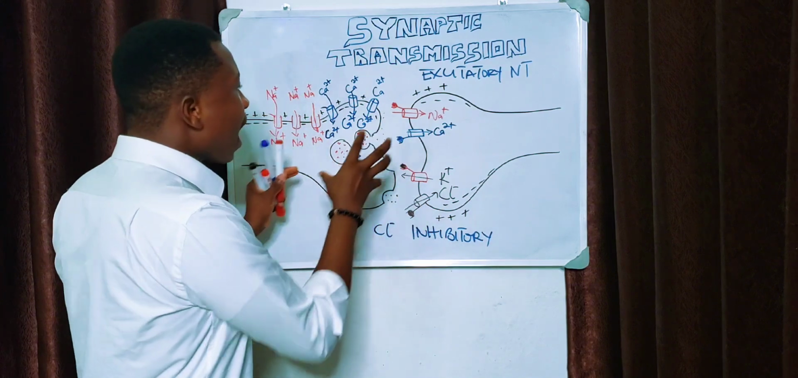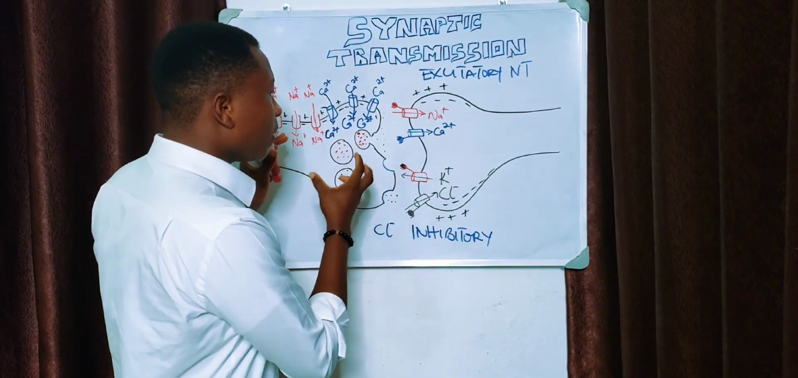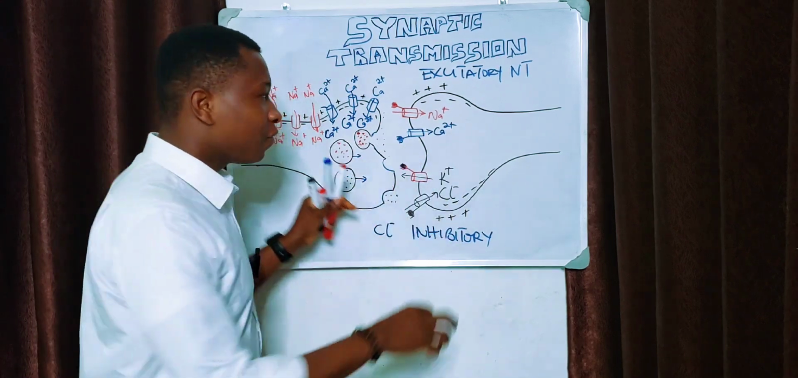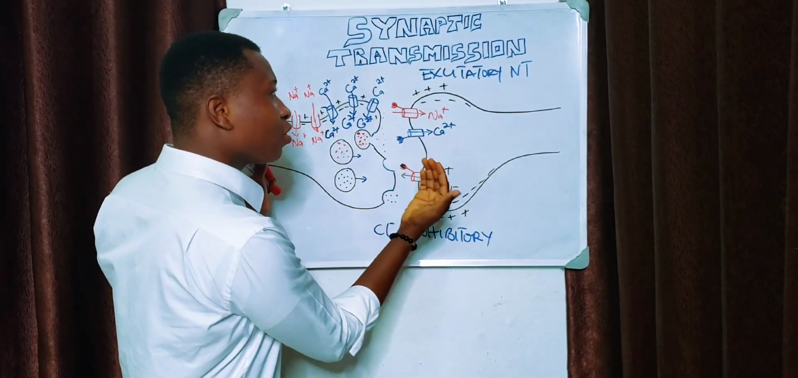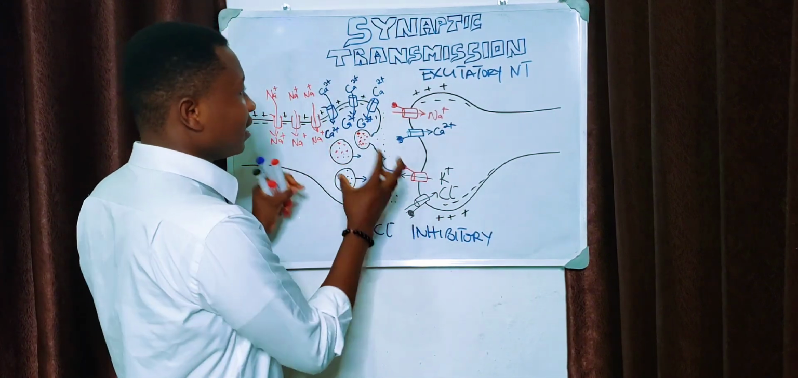So this is what happens between the axon terminal and the dendrite of different neurons that are in close contact. This is just an overview of synaptic transmission.